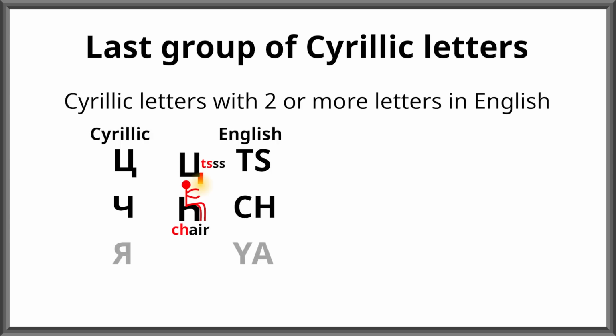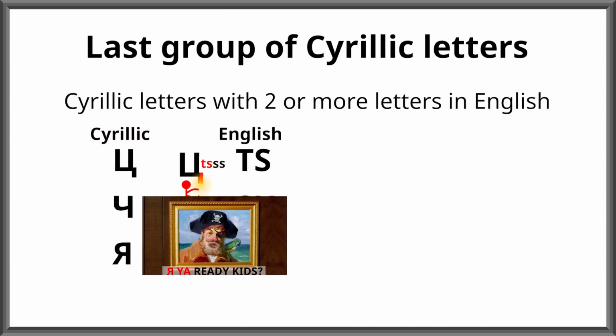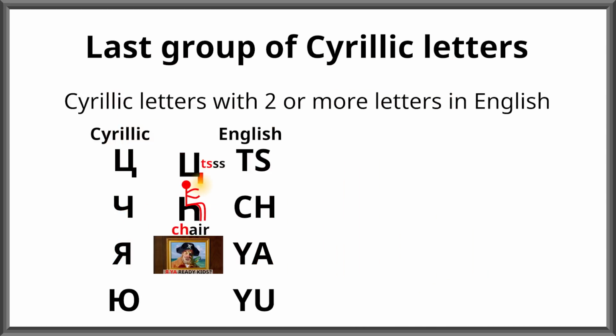The Cyrillic YA is a flipped R. The way I remember this is by asking, "Are you ready, kids?" The best way I remember the Cyrillic YU that looks like an I and O stuck together is by forming the term IOU, like I owe you something.